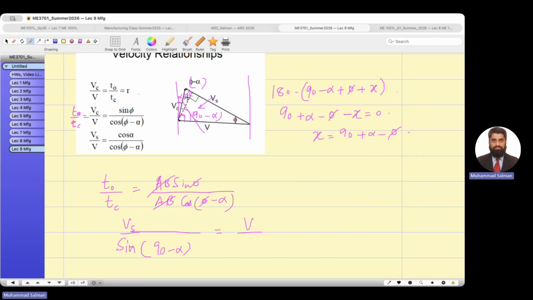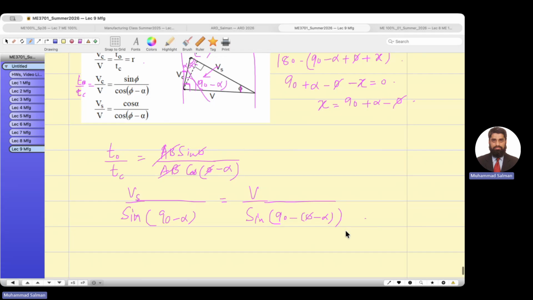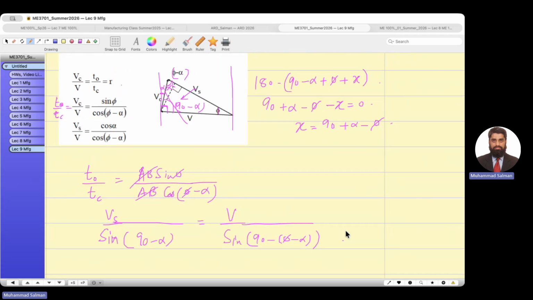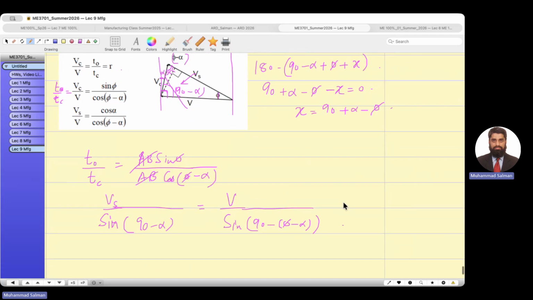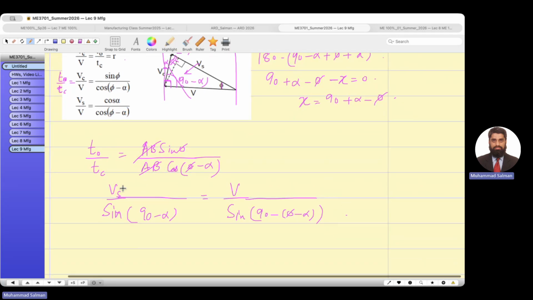What is the opposite side here? V sine (90 minus alpha) minus (phi minus alpha). Yes, now it's clear. So look, what I did, law of sines. I apply the law of sines on this velocity diagram, and then sine 90 minus alpha is equal to cosine.